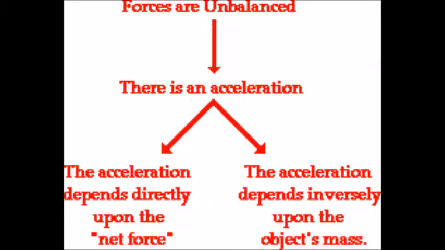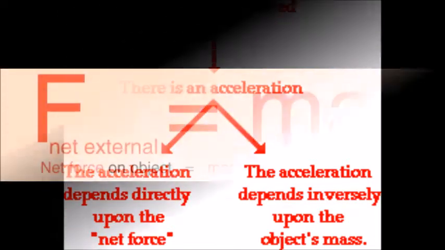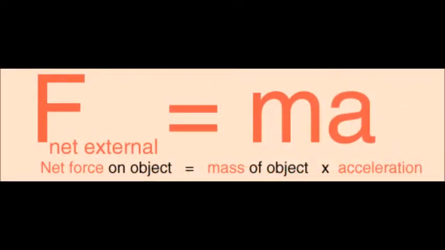Newton's second law states that the acceleration of an object as produced by a net force is directly proportional to the magnitude of the net force, in the same direction as the net force, and inversely proportional to the mass of the object. This can be simplified into the equations F equals ma, a equals F over m, or m equals F over a.